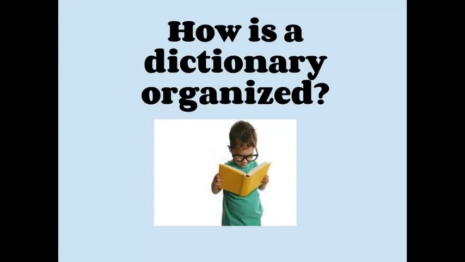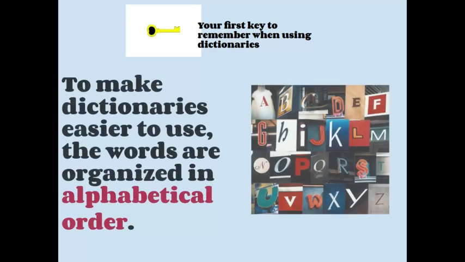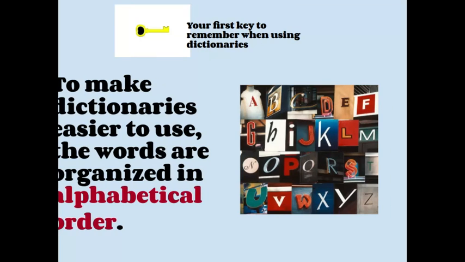How is a dictionary organized? So how is a dictionary set up? Your first key to remember when using dictionaries: to make dictionaries easier to use, the words are organized in alphabetical order. So when you pay attention to alphabetical order, that's the order that our letters in our alphabet go.